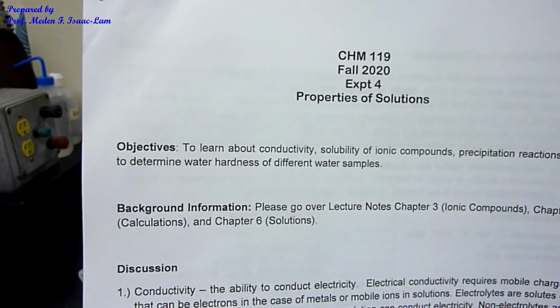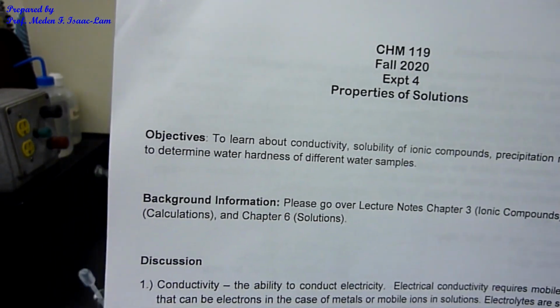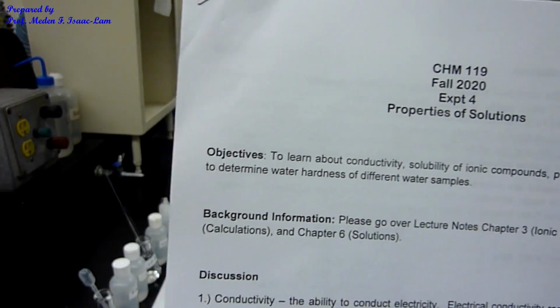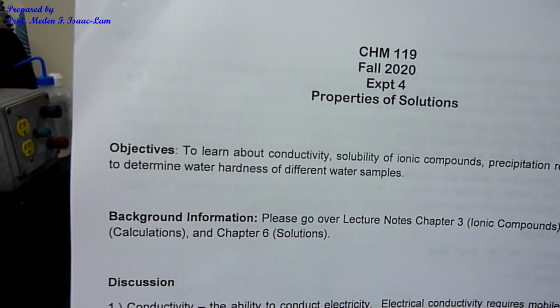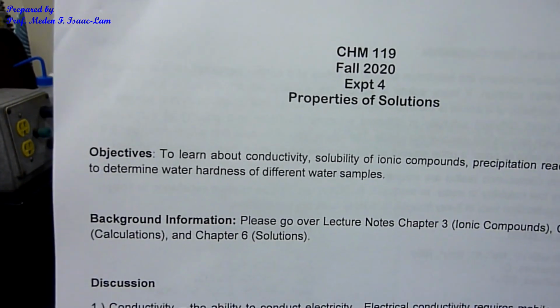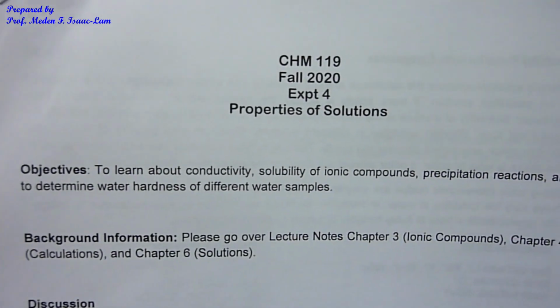This is now experiment 4, properties of solutions. So we will be learning about conductivity, solubility of ionic compounds, precipitation reactions, and we are going to determine water hardness of different water samples.